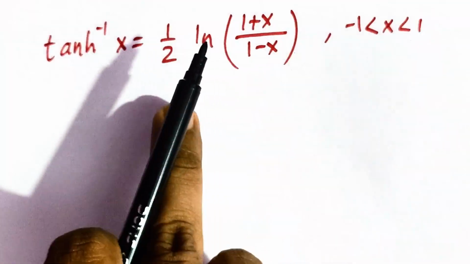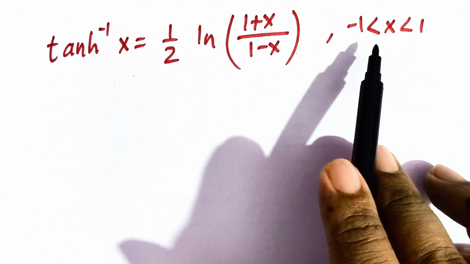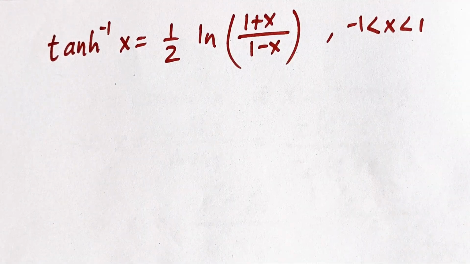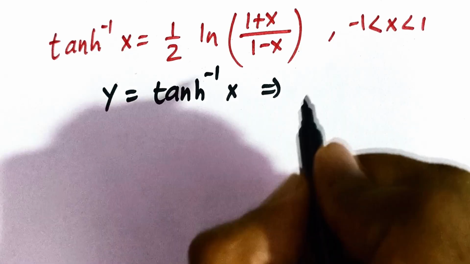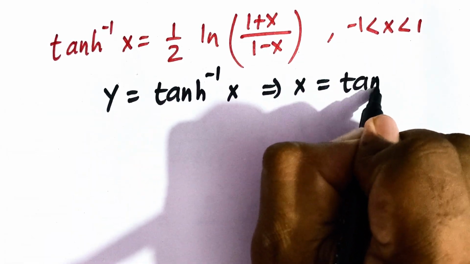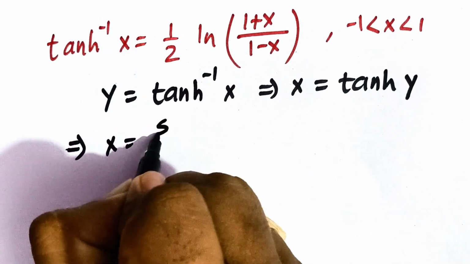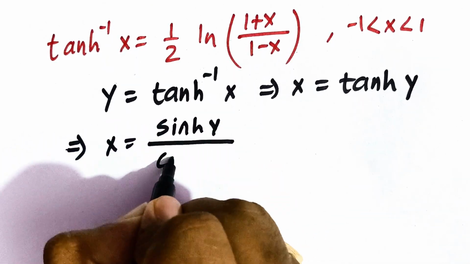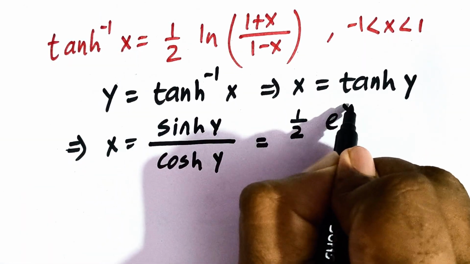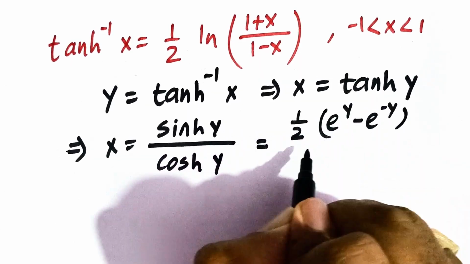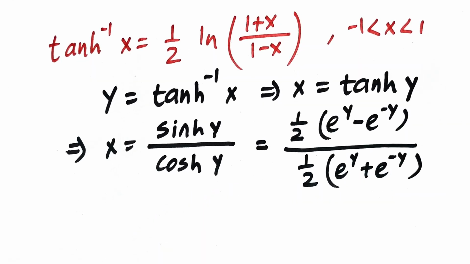Next we have hyperbolic tan inverse in its logarithmic form, and this is the domain of hyperbolic tan inverse: x lies between minus 1 and 1. Let's prove this. Same as before, we'll take y as hyperbolic tan inverse x. Then our x becomes hyperbolic tan y. By definition, hyperbolic tan y is hyperbolic sine y divided by hyperbolic cosine y. What is hyperbolic sine y? It is 1 over 2 times e to the power y minus e to the power minus y. And hyperbolic cosine y is 1 over 2 times e to the power y plus e to the power minus y.